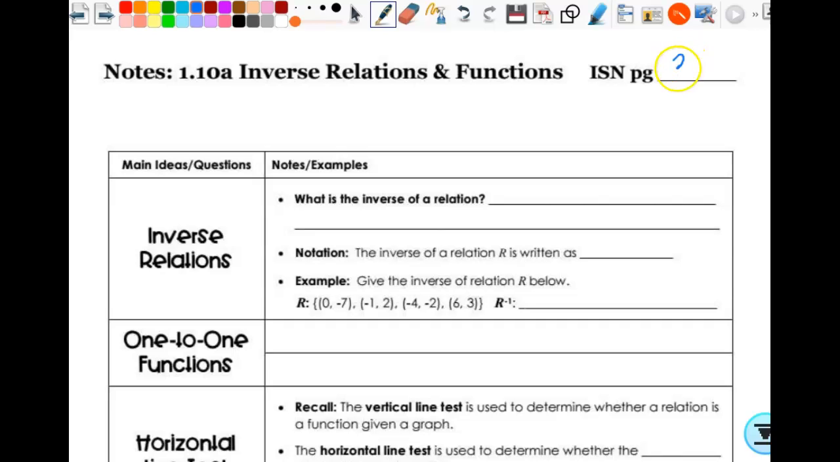This is ISM page 37 when we are done. Inverses are not brand new to you. You have found inverses before, algebraically and graphically. Probably have not talked about the domain. I believe that's kind of the new part to this.